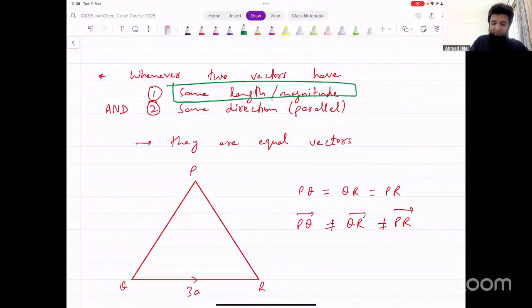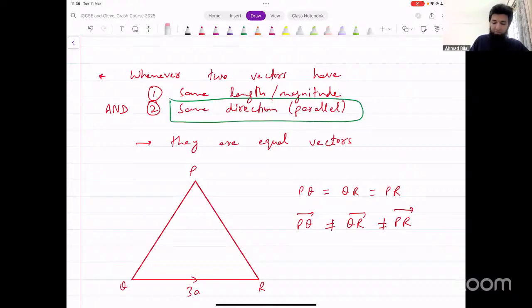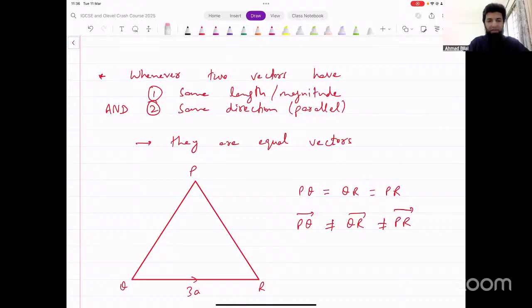They must have the same length, they must have the same magnitude, and they should have the same direction. Their length should be the same and their direction should also be the same. Both conditions have to be met for the vectors to be equal. Only the length being equal is not enough. Only the direction being equal is not enough. Both of these things have to be the same.